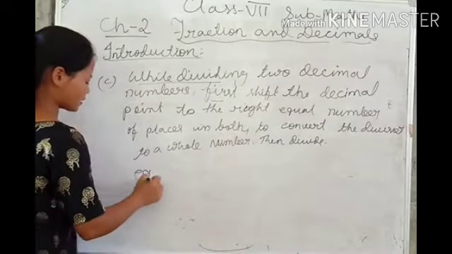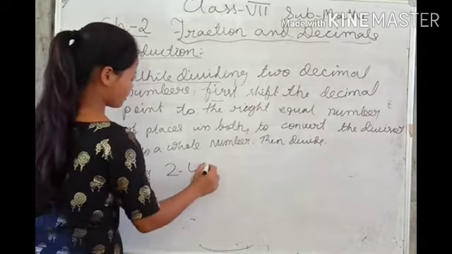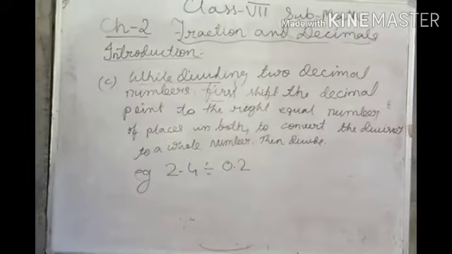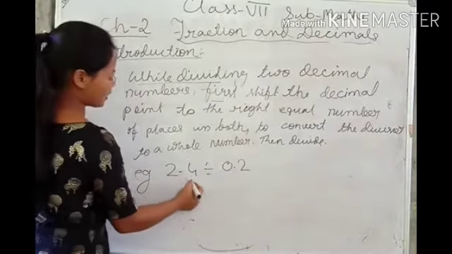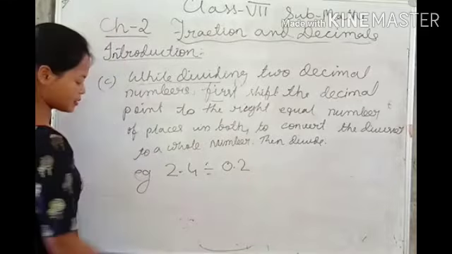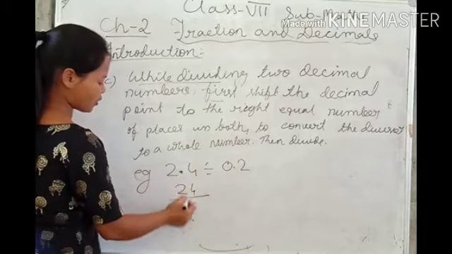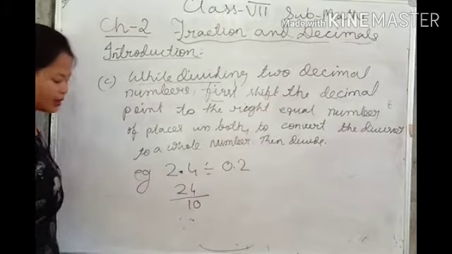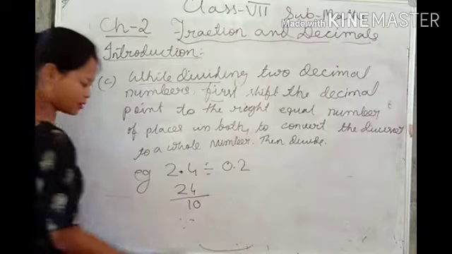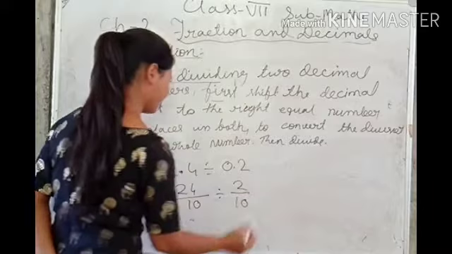Now I will give you one example. Suppose 2.4 divide with 0.2. Now what will you do? From this decimal there are equal digits, isn't it? In this decimal 1 digit, in this decimal also 1 digit. Now you will convert this to a whole number. If you remove this point, you have to divide with 10, isn't it? 1 decimal, so you have to divide with 10. If it is 2 decimals, you have to divide with 100. Now divide, then 2 will become 10.